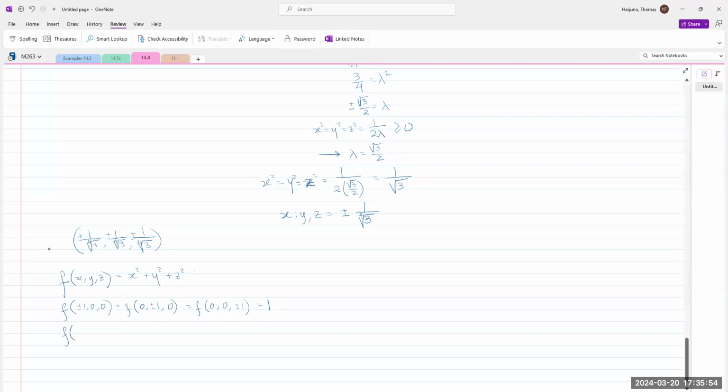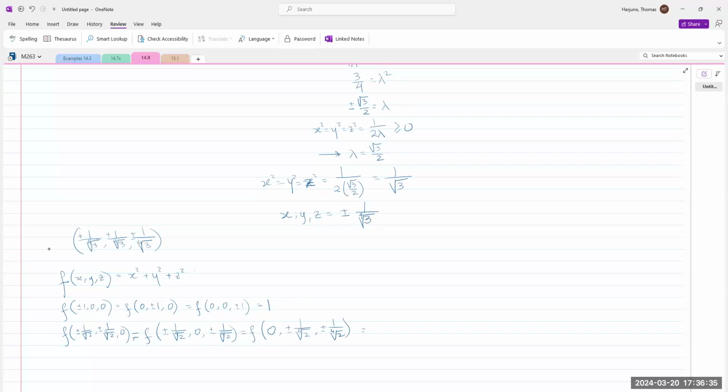For plus minus 1 over 4th root of 2, 1 over 4th root of 2, comma 0, equals f of plus minus 1 over 4th root of 2, comma 0, comma plus minus 1 over 4th root of 2. I'm tired, but I need to cover all of them. The nice thing is we have that symmetry. Whatever happened to x also happened to y's, also happened to z's in most cases, right? It's the fourth root of 2.